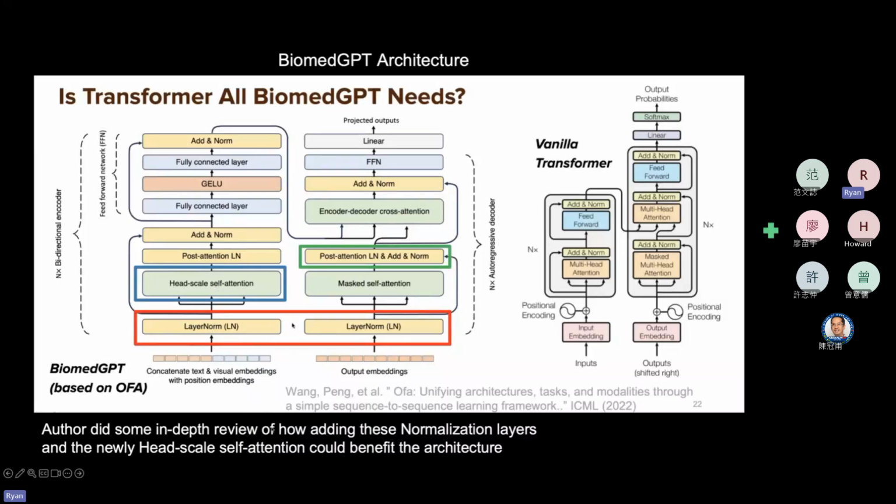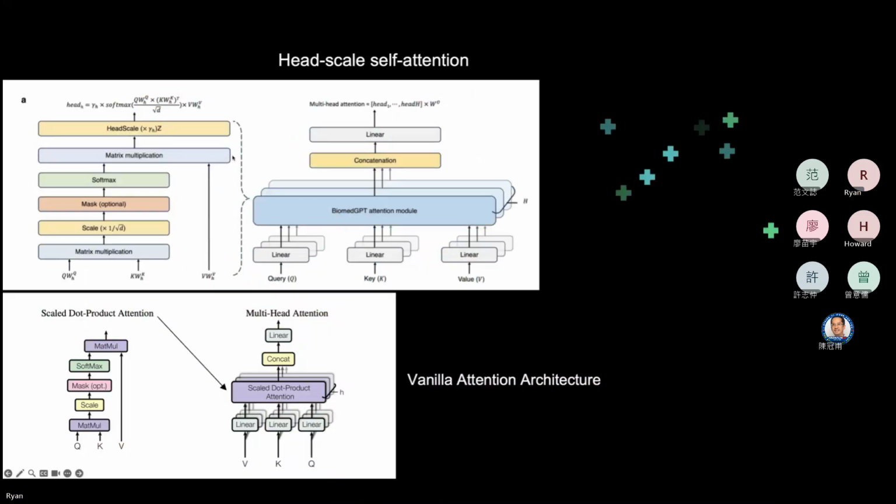So the authors did some in-depth review of why adding these normalization layers and this newly head-scaled self-attention could benefit the architecture, which is mostly to reduce the randomness inside the architectures. And for the head-scaled self-attention, compared with the vanilla attention architecture, it's basically all the same. It's just that after the matrix multiplications here, they added a new head-scale attention here. So this is also the formula that they came up with. And this is basically what they do for the head-scaled self-attentions.